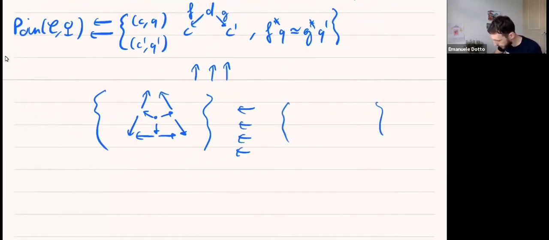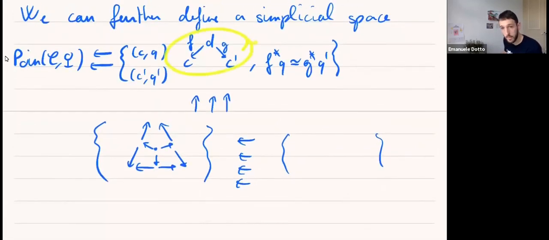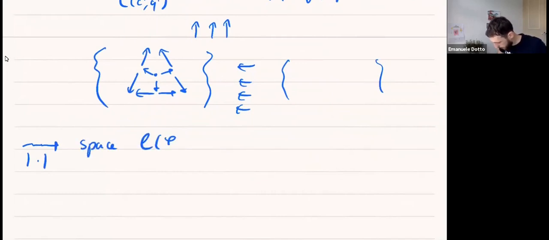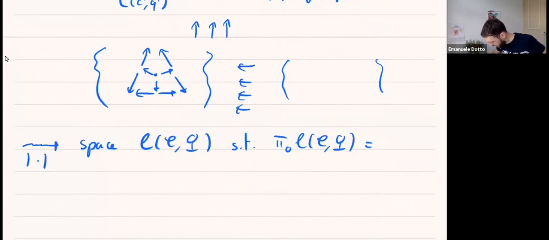So the higher spaces are going to be encoded by, so this is a subdivided 1-simplex. This is a subdivided 2-simplex. And the next one is going to be a subdivided 3-simplex, and so on. And this gives a simplicial space by taking the realization. So you realize, you get a space L of CQ such that pi naught of L of CQ is the L group.